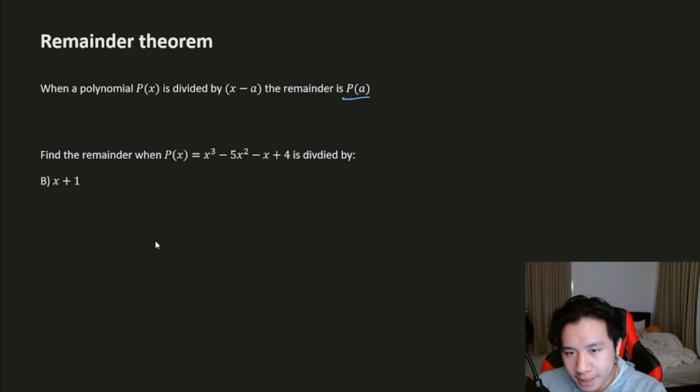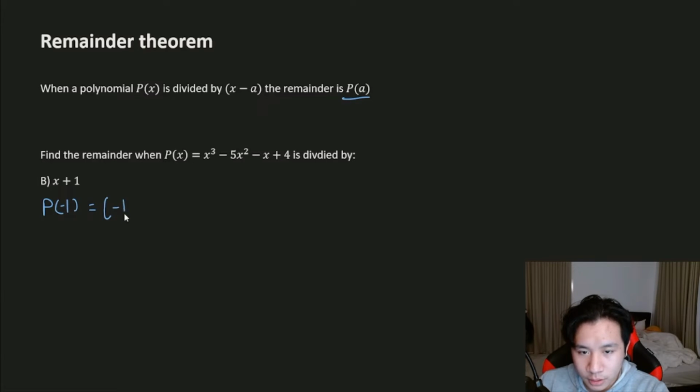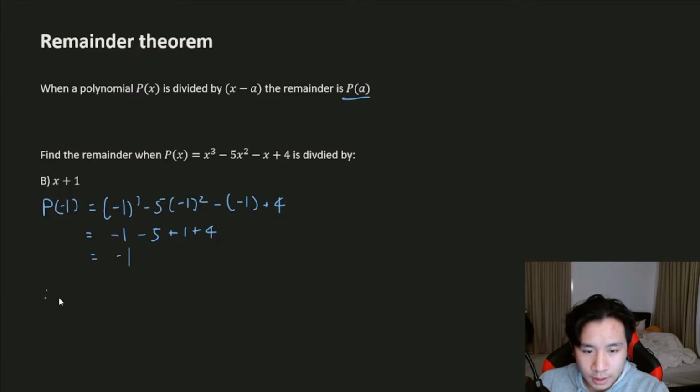Now let's say you're dividing with x plus 1. In this case, you won't write p of 1, but you actually write p of negative 1, because the remainder theorem has a minus, but this has a plus. So here you want to use p of minus 1. Then you just sub in minus 1 into the polynomial and evaluate it, so minus 1, minus 5, plus 1, plus 4. This should give you minus 1. And therefore, minus 1 is the remainder.